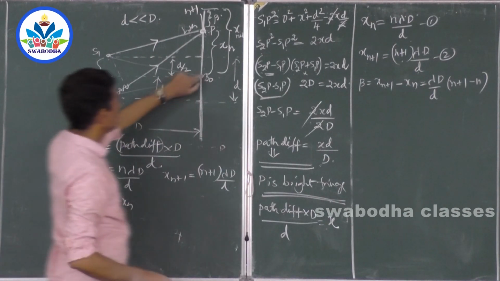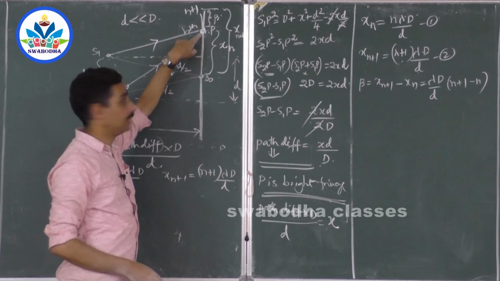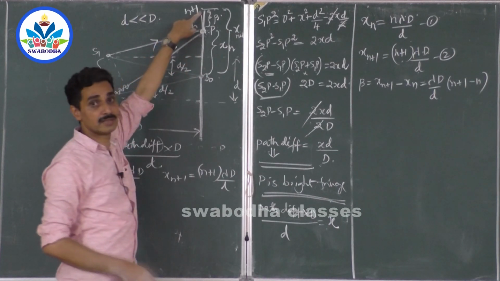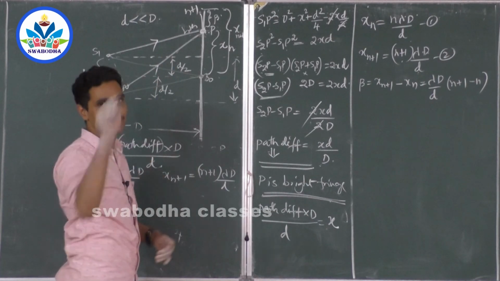For example, the 7th bright fringe is at a distance of say 10 millimeter, and the 8th bright fringe is at a distance of 12 millimeter. Distance between them is 12 minus 10, that is 2 millimeter. That is the fringe width.